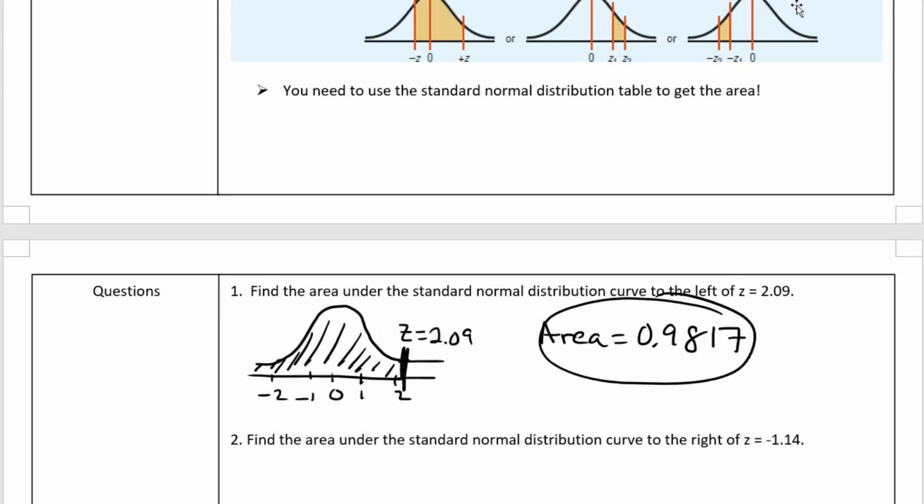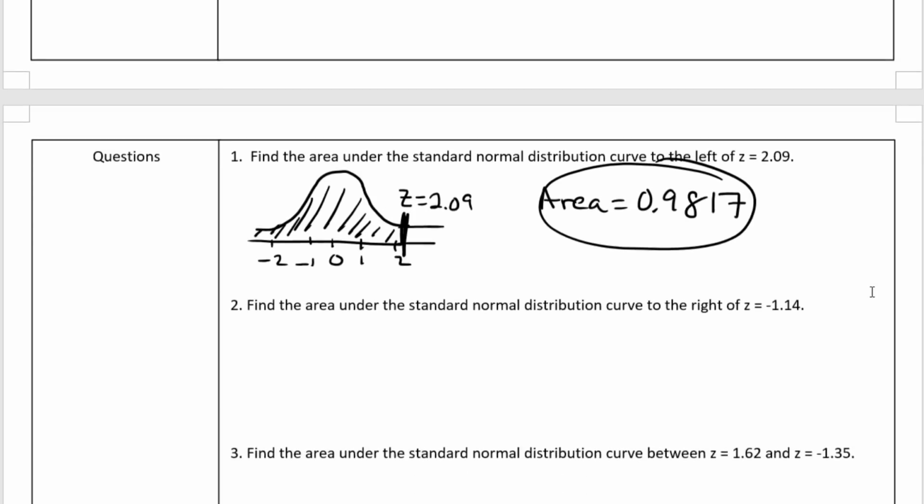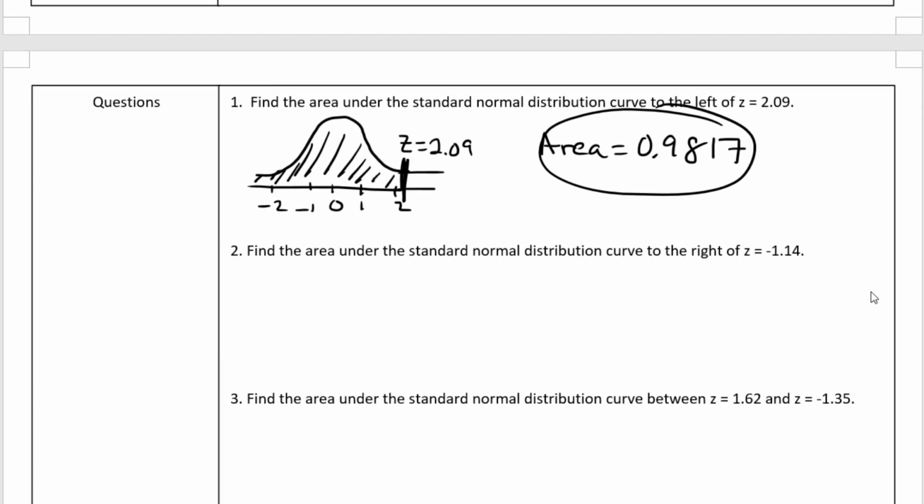Let's go do the next example. So in this example, we want to find the area to the right of that z-value. So we're going to quickly draw it.